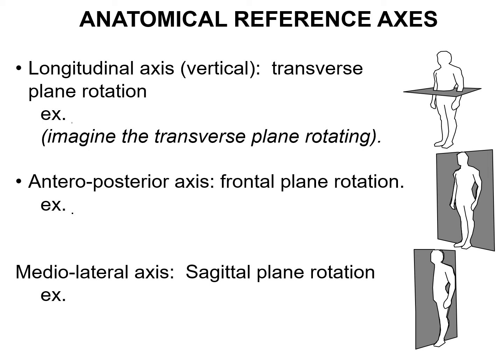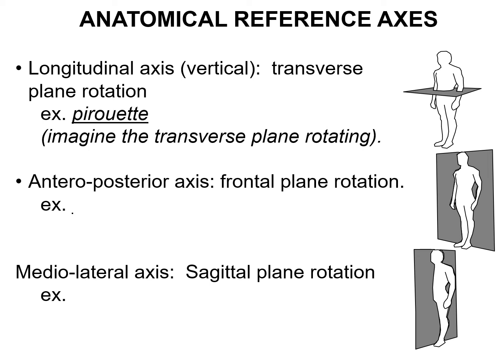So when you flex your arm at your elbow joint, it's occurring within the sagittal plane, but around an axis. So think of it like this: if you are looking at the wheels of a car as it's moving forward, those wheels are moving within a plane, but they are rotating around a central axis, the axle. And these axes match up to their specific planes. So we have the longitudinal axis or vertical axis. This is within the transverse plane.